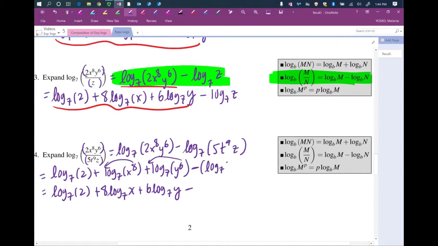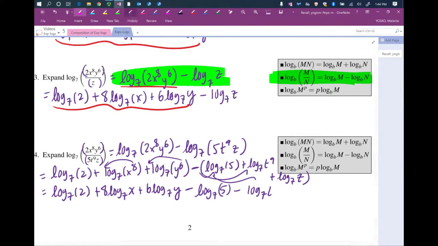So log base 7 of 5 plus log base 7 of t to the 9th plus log base 7 of z. We're going to distribute that minus sign. So this will be minus log base 7 of 5 minus log base 7 of t to the 9th. This 9 can come to the front, right? Can't I use that property I had before? And this is minus log base 7 of z. So there we go there.